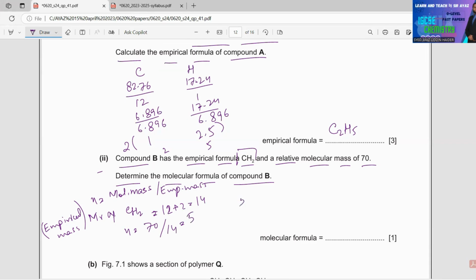5 will be the answer. So we'll multiply 5 by CH2. So the molecular formula must be C5H10. This will be the final molecular formula.